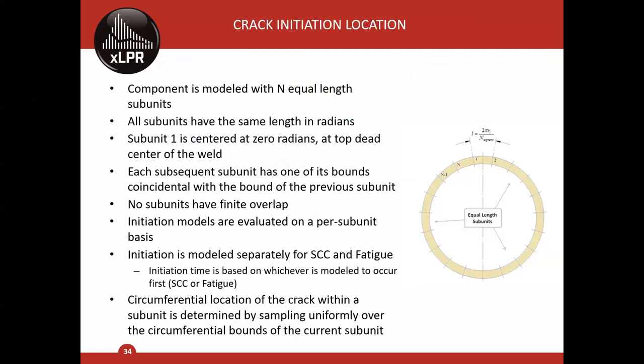A component in xLPR is spatially discretized into n subunits around the circumference. All subunits are modeled to be of equal length. The first subunit is centered at 0 radians at the top dead center of the weld, and subsequent subunits are coincident with the edge of the prior subunit. This goes all the way around the circumference with no overlap between the subunits.